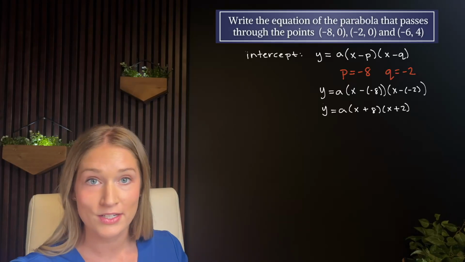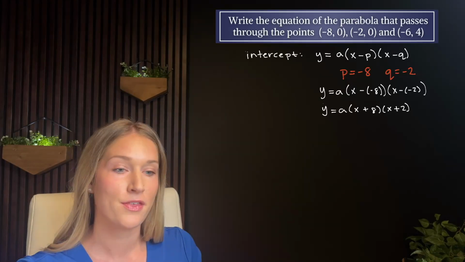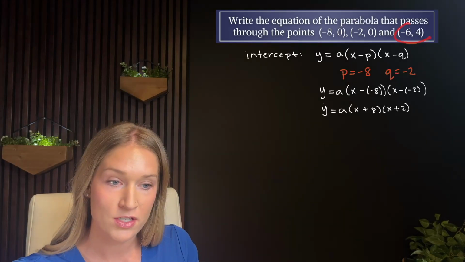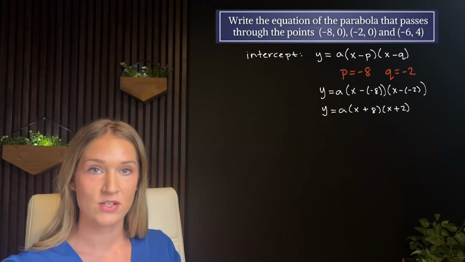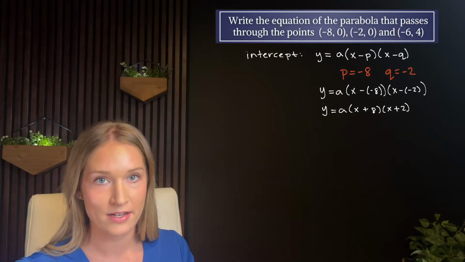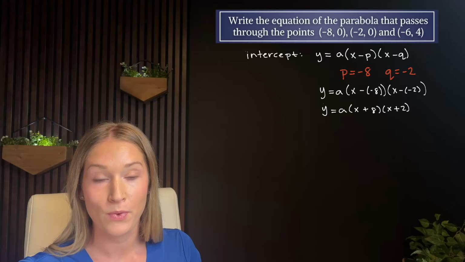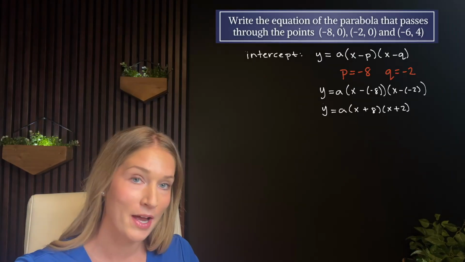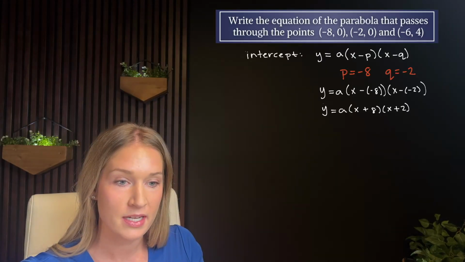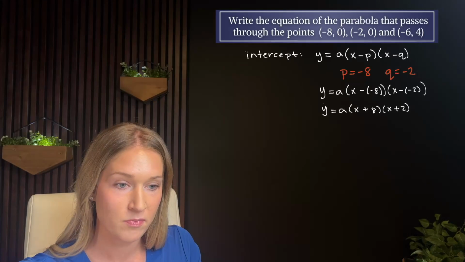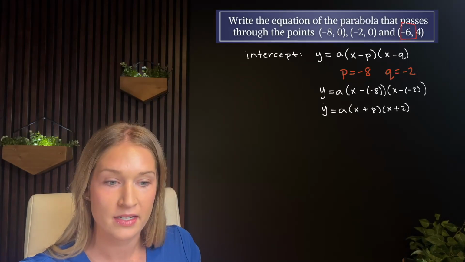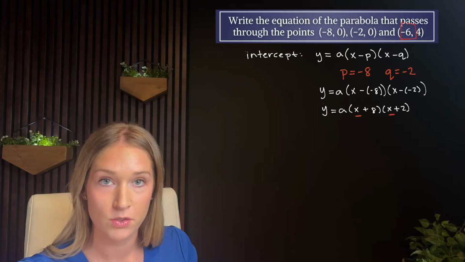And now all I need to do is figure out a, and this is where that third point comes in. So this third point gives us enough information to figure out what is our a value. I know that when x is -6, my y is 4. So I'm going to take that -6 that they give me here, and I'm going to put that in for the x's in my new equation.